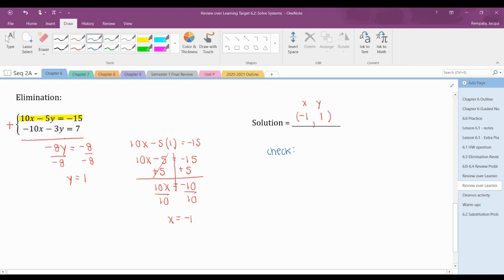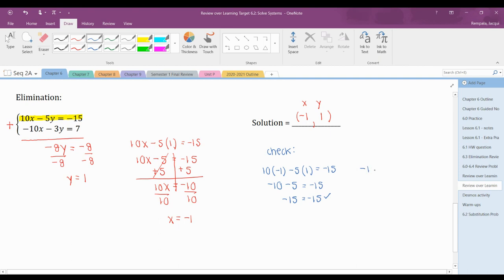So I'm going to go back to both of those original equations, plug negative 1 in for x and positive 1 in for y. So we'll have 10 times negative 1 minus 5 times positive 1, and we want to make sure that that equals 15. 10 times negative 1 is negative 10. Negative 5 times 1 is negative 5. And notice that if I put that in my calculator, negative 10 minus 5 is negative 15. So that one checks out.